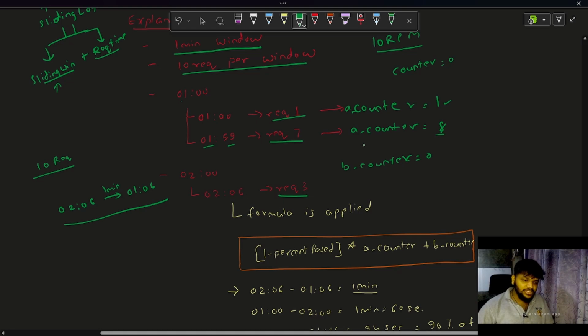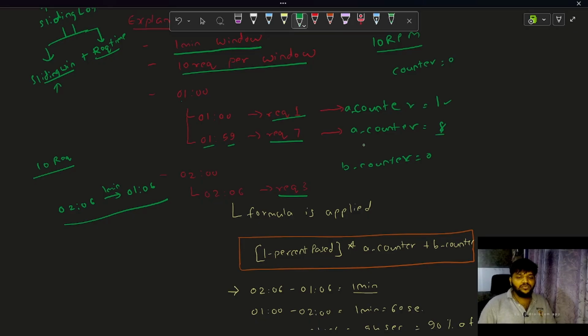Okay. So now here what we are doing. Here we need to apply a mathematical formula, and that's what I mentioned. This is going to be a bit trickier. In this 1 minute window, I am going to ensure only 10 requests should be entertained, not more than that. If less, okay, but not more than that. So now how am I going to do that? I am going to apply this formula: (1 minus percentage passed) times A counter plus B counter.